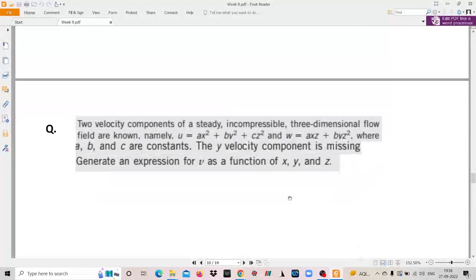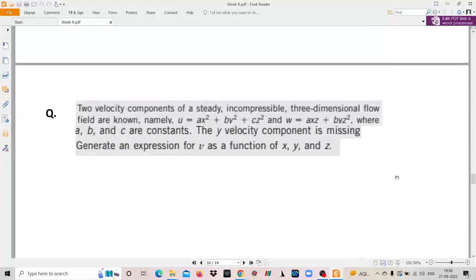Okay, now let's move to another problem. Two velocity components of a steady incompressible three-dimensional flow field are u equal to ax square plus by square plus cz square and w equal to axz plus byz square, where a, b, c are constants. The y velocity component is missing. You have to generate an expression for the y component velocity, that is v, as a function of x, y and z.